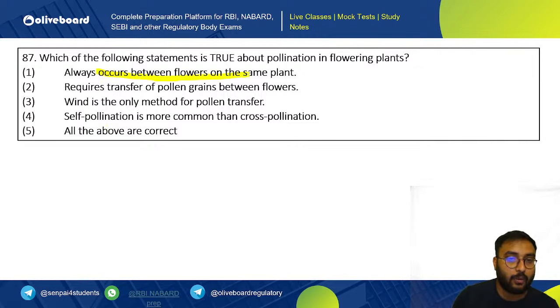Always occurs between flowers on the same plant. Wrong, it can occur in different plants also. Requires transfer of pollen grains between flowers. That is true. So second is our correct answer, but let us see what is wrong in the third, fourth and fifth.